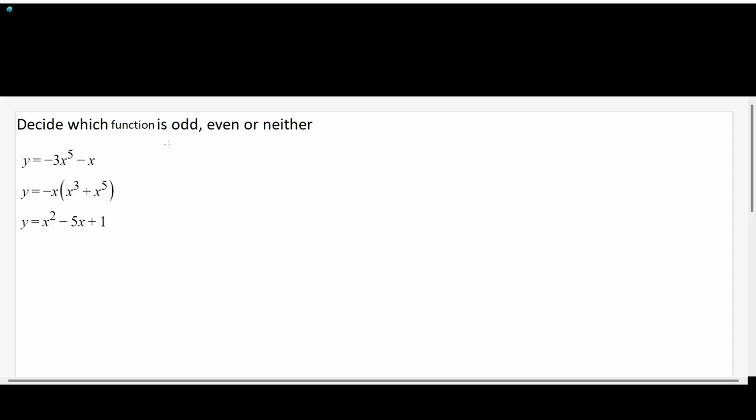This is venturing into the area of pre-calculus, calculus. Well, let's just get right into it. Note that I am also learning this along with you guys, so this is a learning experience for both of us. Decide which function is odd, even, or neither.